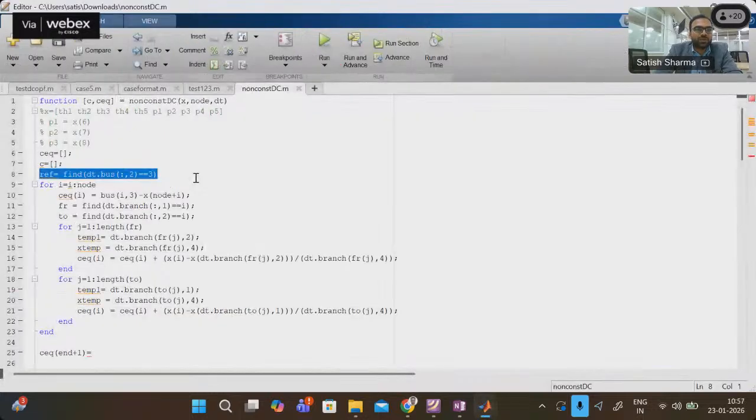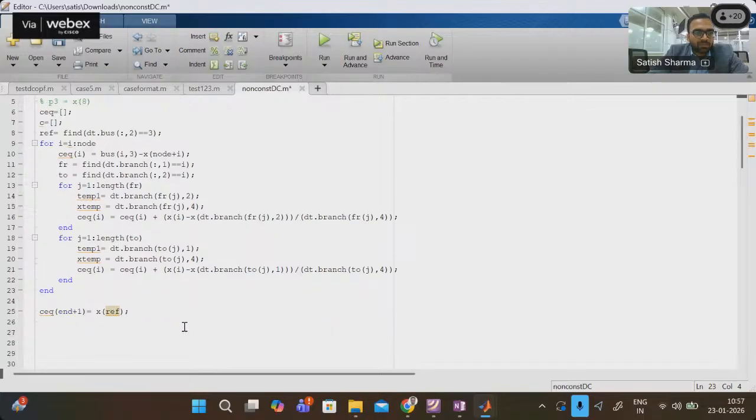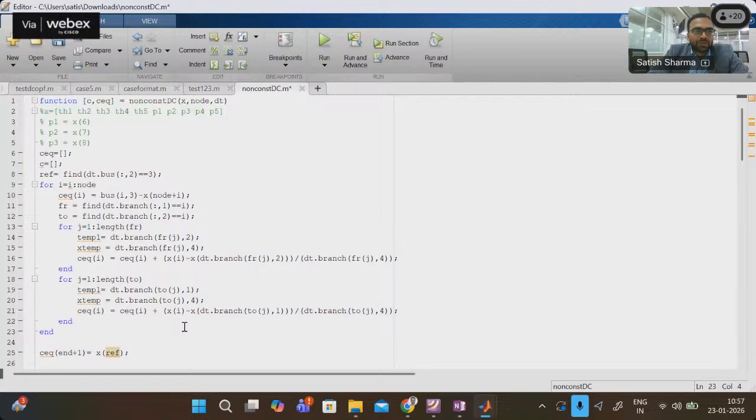So yes, this is my reference bus, so I will place it here, and I will use this reference, the fourth bus, as 0. Angle should be 0. So theta of this particular reference should be 0. So I have placed x4 should be equal to 0. Why is some error coming here? Is this clear so far?